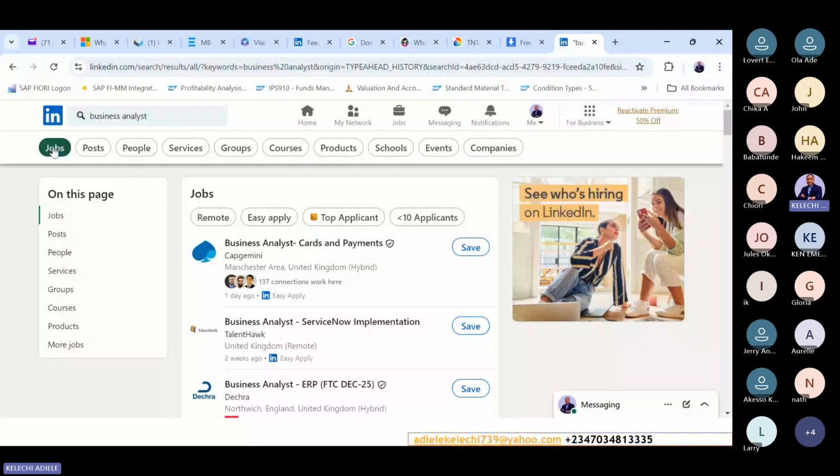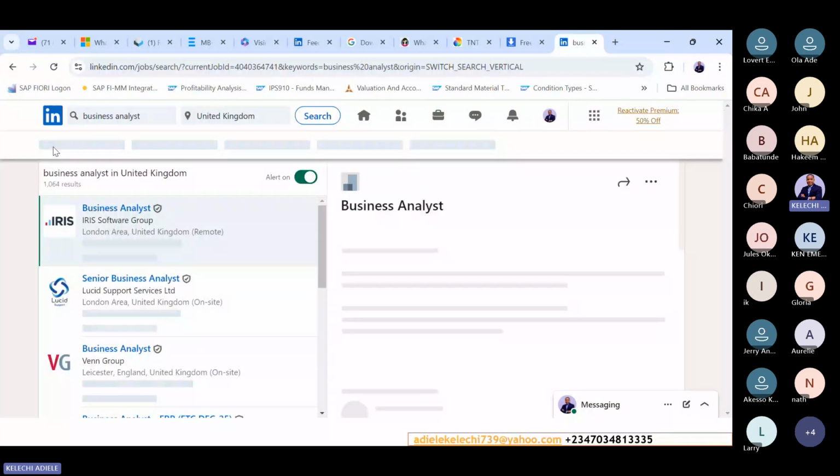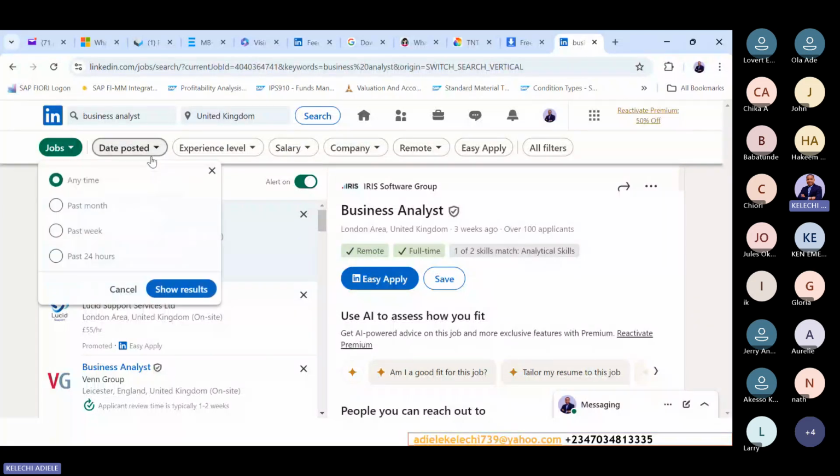Then it will ask me for location. Are you looking for jobs in the UK? Or we can do UK and Canada or any other country as you want. But let's just stick to UK and Canada, for example, or France, for those who are in France or any other Arab country. So immediately I do that, you have the options: the date it was posted, the experience level, the salary, the company, whether it's remote, whether it's easy apply. So I'm going to go to the date. I want the last 24 hours. And for the last 24 hours in the UK, we have 74 jobs that carry a business analysis role. So I'm going to click on it.